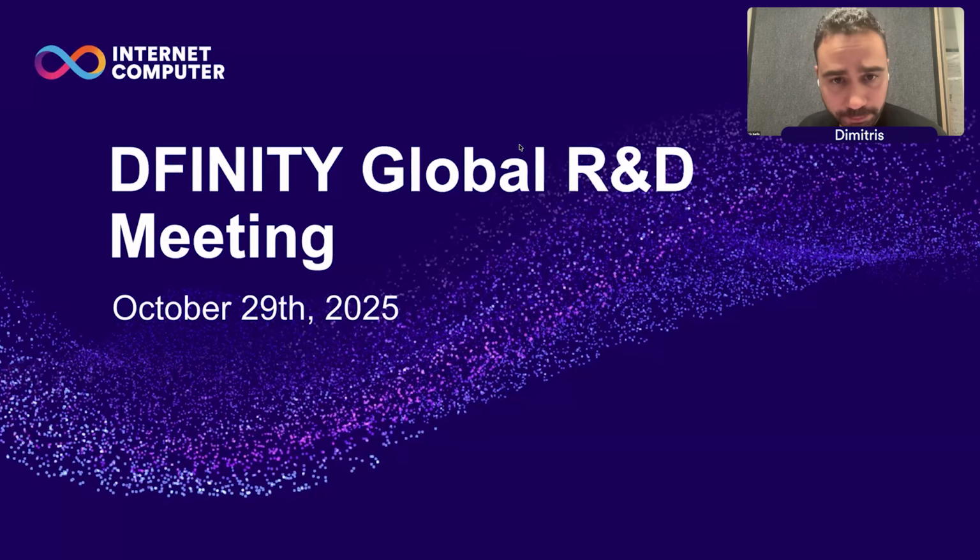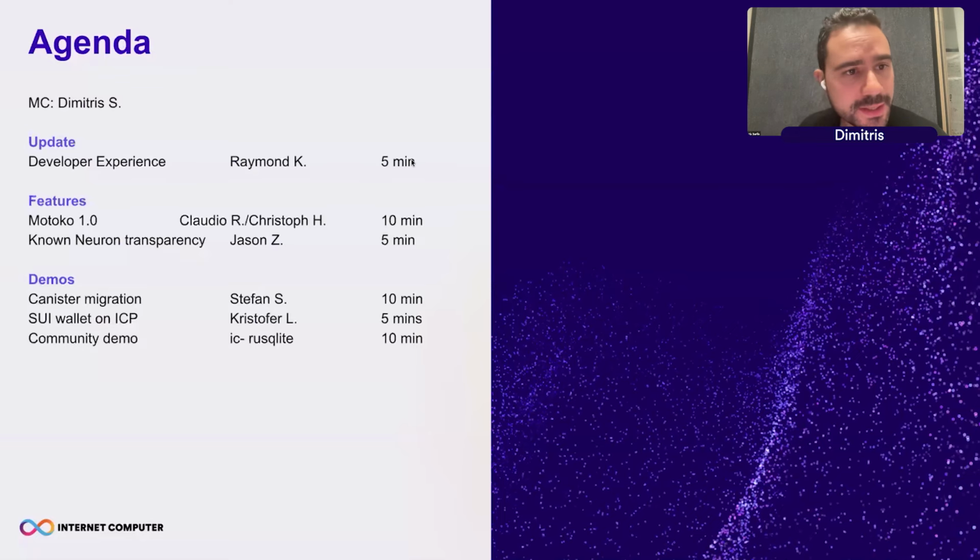So today we have a very nice agenda for you all. We'll start with some developer experience updates, then go over a few features, Motoko 1.0, important one, and neuron transparency, and then some demos, hopefully very interesting, and also some long-awaited features like Canister Migration and the Sui Wallet on ICP. And then we'll conclude with a community demo. So without further ado, let's jump straight in.